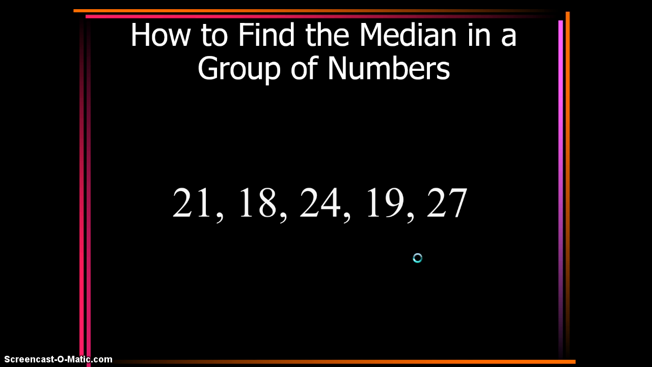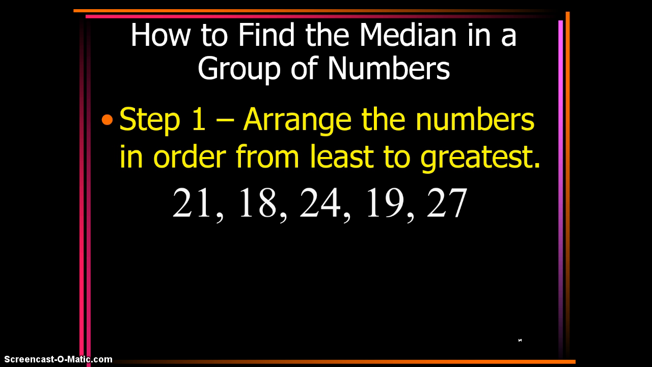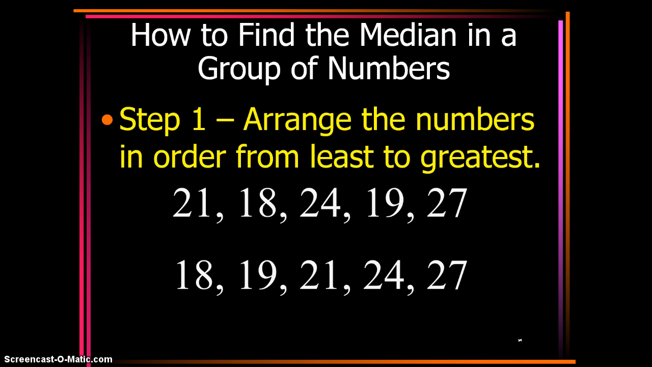Well, let's look at this data. I can't just say, oh, it's 24. 24 does happen to be located in the middle, but if you look at that set of numbers, they're not in order from least to greatest. So don't forget that very important step 1. Step 1 says arrange the numbers from least to greatest. And so our first step is to do just that.